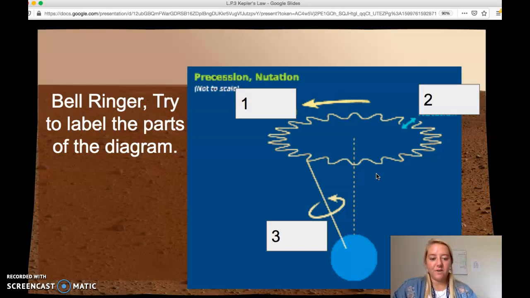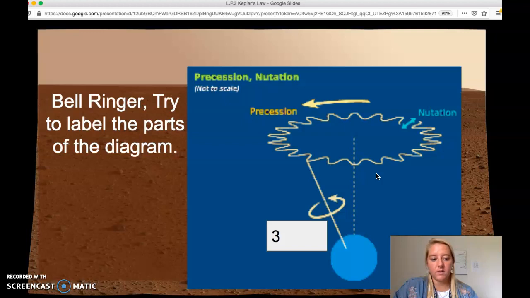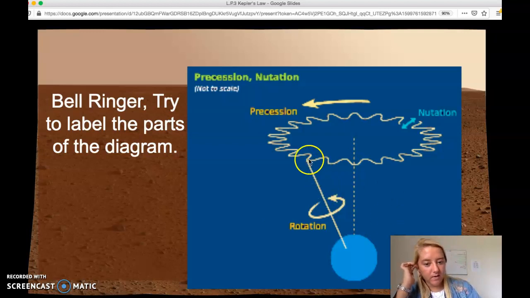Okay, let's go over it. So the very first one is precession. So precession is the wobble in the Earth's rotational axis. And the second one is the nutation, which is actually the change in the angle of the tilt of the Earth over time. And number three we know is rotation. So as the Earth rotates around and around, the way the axis point actually wobbles as it goes around. And then the nutation is the change in the angle of the Earth.